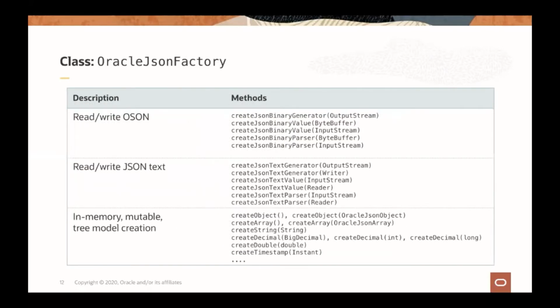The factory is the starting point for creating instances of these data models. So let's look at the factory next. The factory is a single class, and it has a whole bunch of methods. But now all these methods fall into another three categories. So there's methods for reading and writing binary JSON. There's methods for reading and writing JSON text. And then there's methods for creating an instance of JSON that's not from OSON or text, but maybe you want to just create a new instance programmatically. You can create those values from this factory.